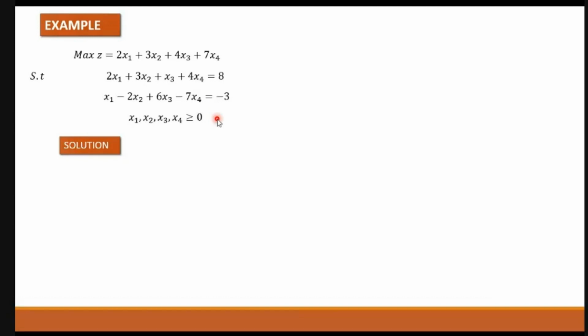Okay, now how many constraints? What is the value of m? M is equal to 2 because that is the number of constraints. What is the value of n? The value of n is 4, because there are 4 variables: x1, x2, x3, x4. And n is equal to 4. So what is n minus m? It's 4 minus 2, which is equal to 2.